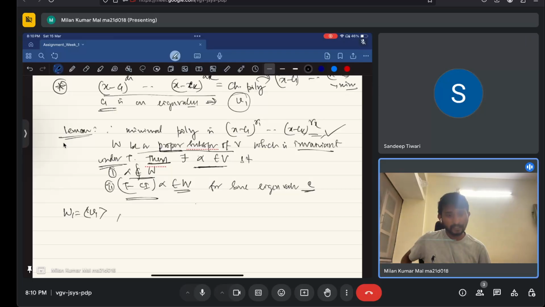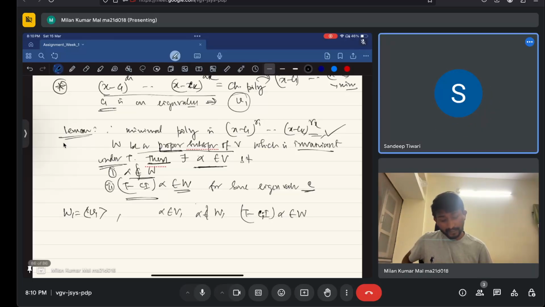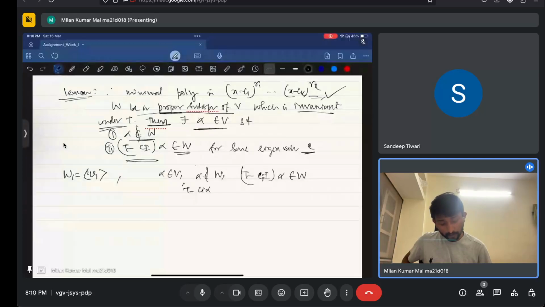Now, as W1 is invariant, there must exist a vector alpha in V, with alpha not in W, such that (T minus Ci) alpha, for some i, is in W. Now, as (T minus Ci) alpha is in W, that must be equal to Ci V1. So that means T of alpha is equal to Ci alpha.